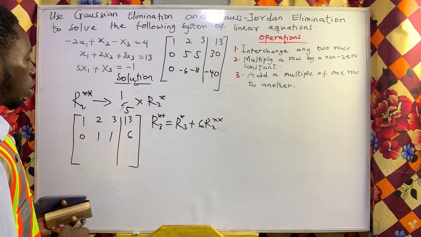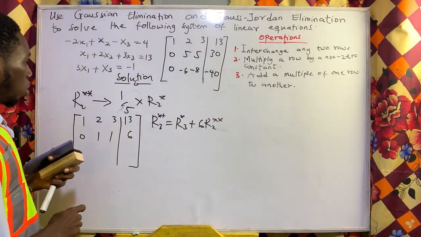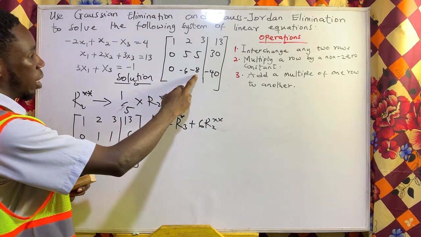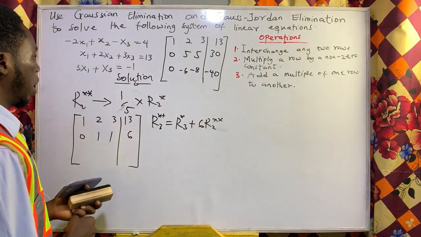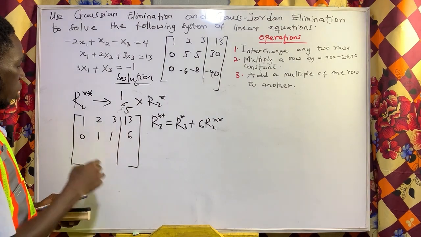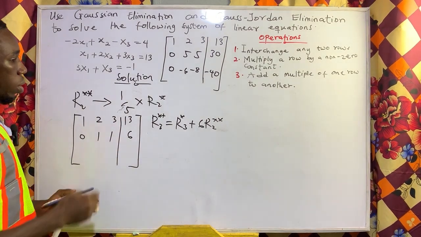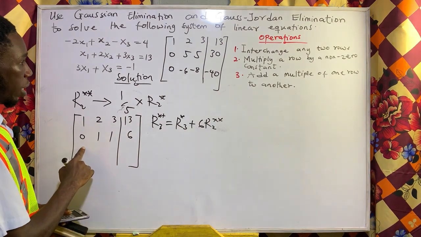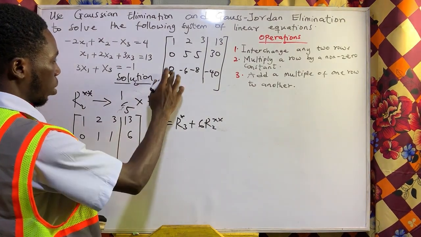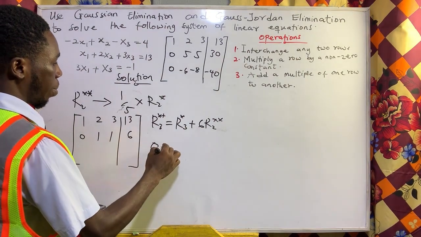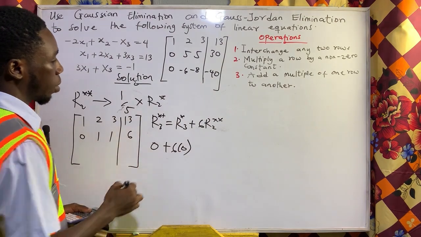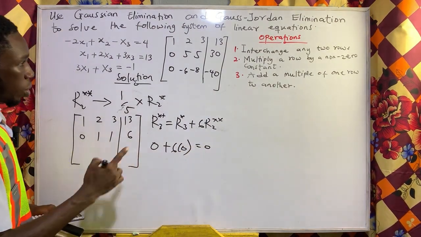Alright, so now let's see what you are going to do. So our current row 3 values are 0, minus 6, minus 8, minus 40. And then the current row 2 values are 0, 1, 1, 6, right? So now let's look at the new row 3 values. So let's take the first one. You're going to have 0, right? 0 plus 6 multiplied by 0 again, right? That gives us 0.